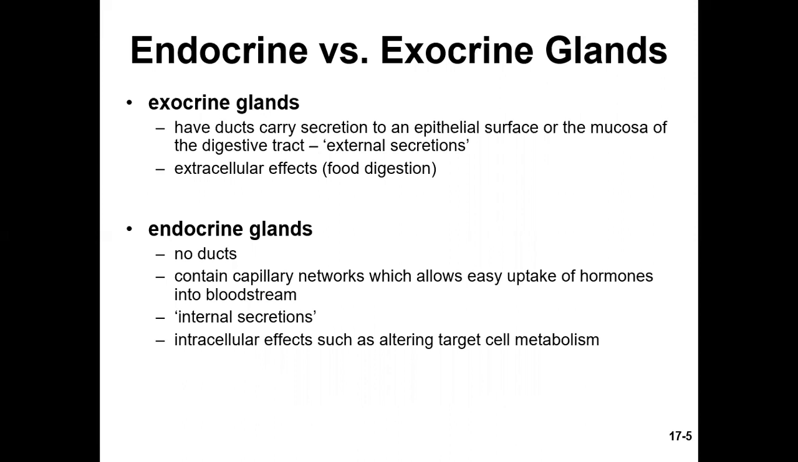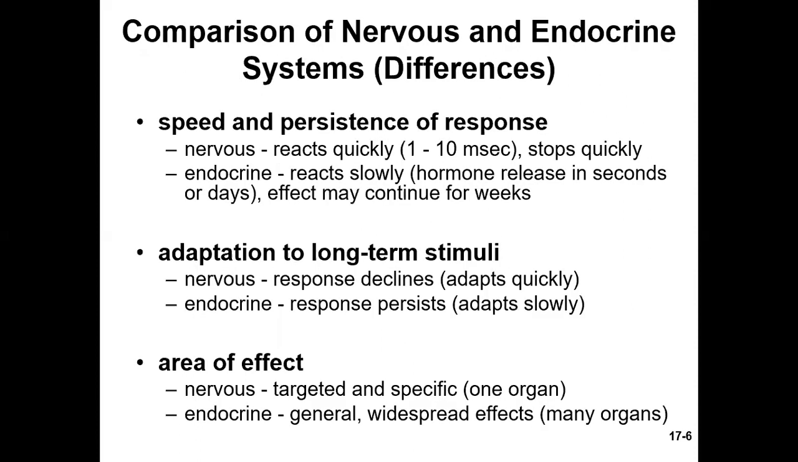So it could be the skin, but it also could be the lumen of the small intestines, for example. The endocrine glands, to be classified as such, have no ducts. So they will secrete their product, and then their chemical product will be picked up by a capillary bed that will surround the endocrine organ that is doing the secretion.